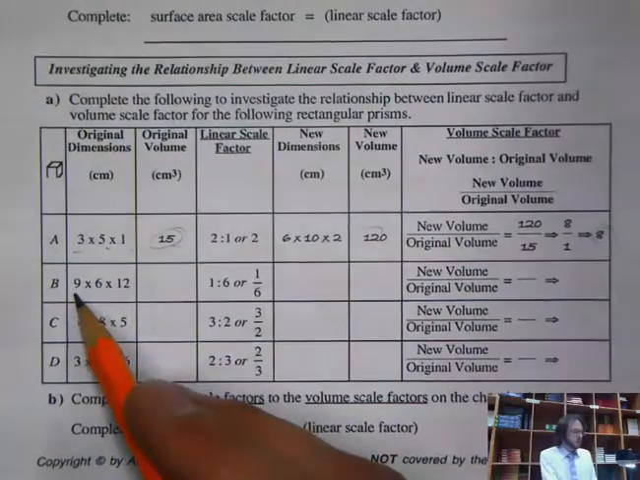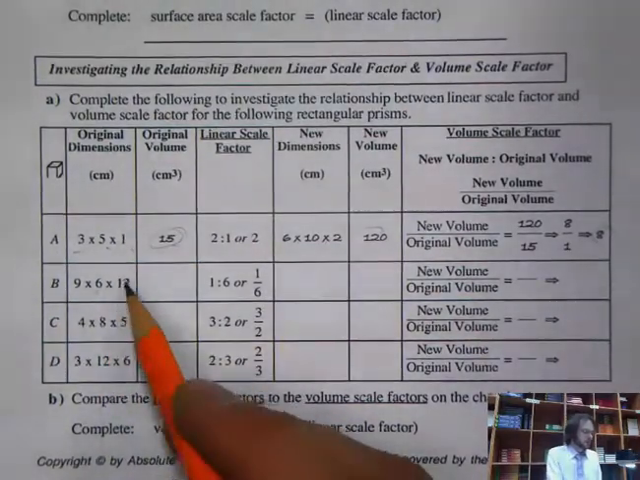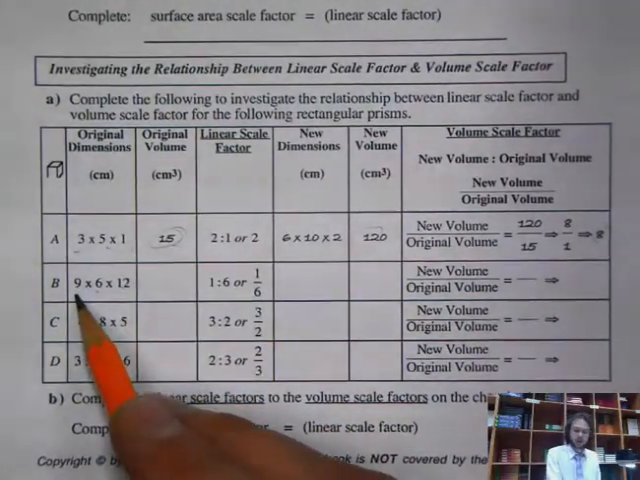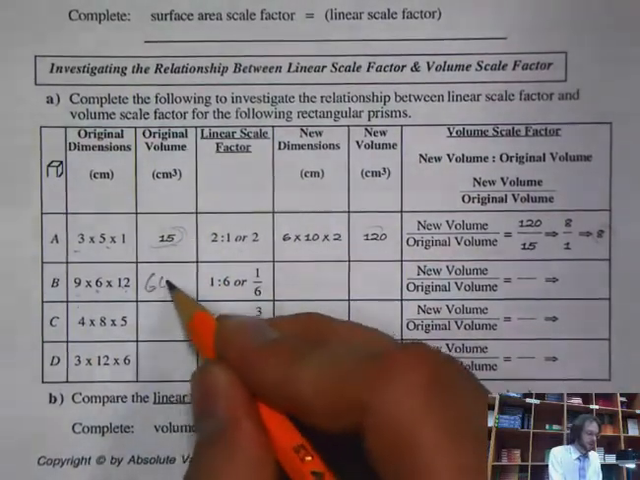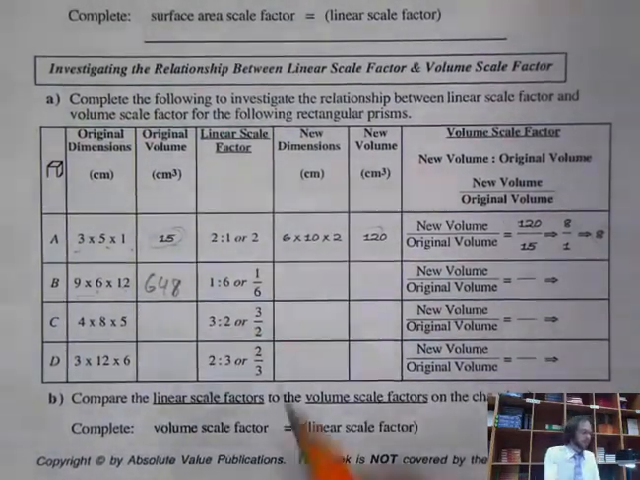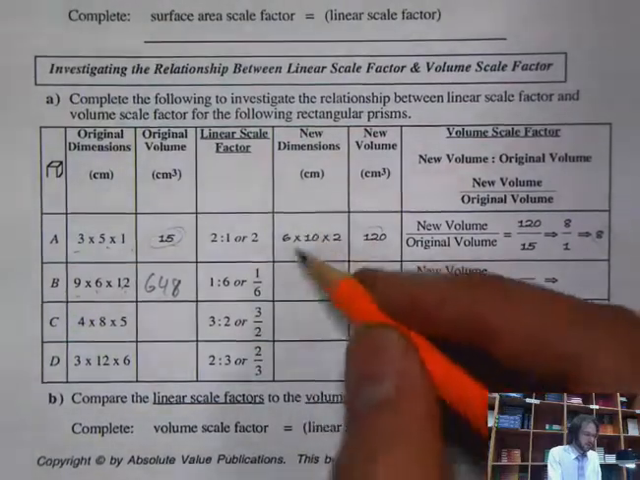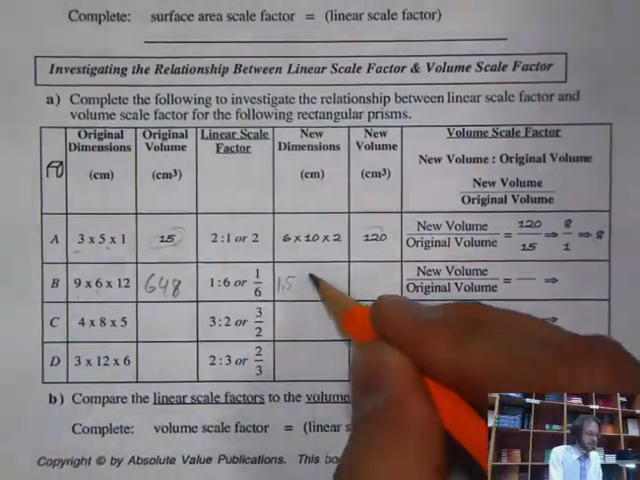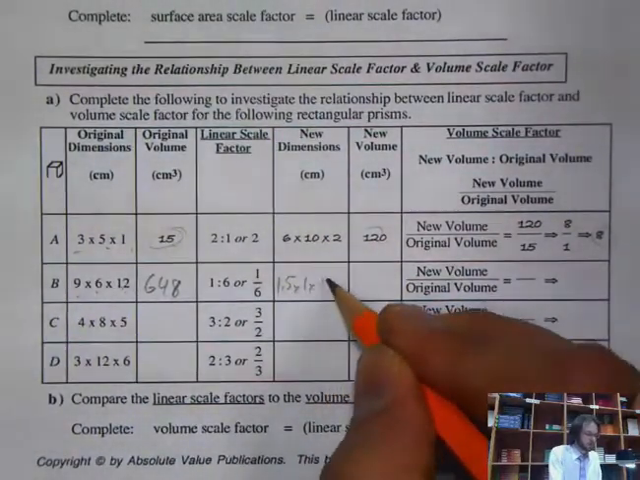Let's take a look at this one. We have 9 by 6 by 12. So that's going to give me 72 by 9, which will give me 648. Okay? We want 1/6 of everything. So it's the same dimensions as before. So we have 1.5 above, multiplied by 1, multiplied by 2.